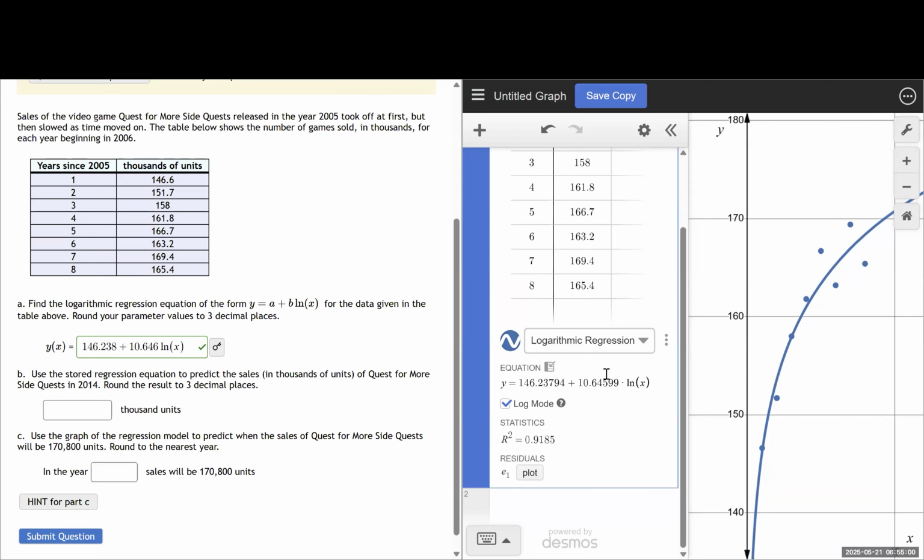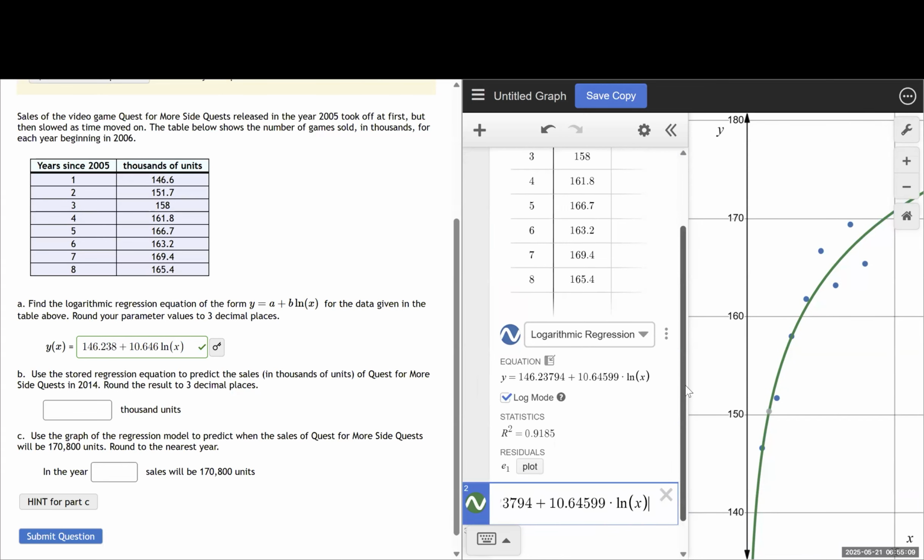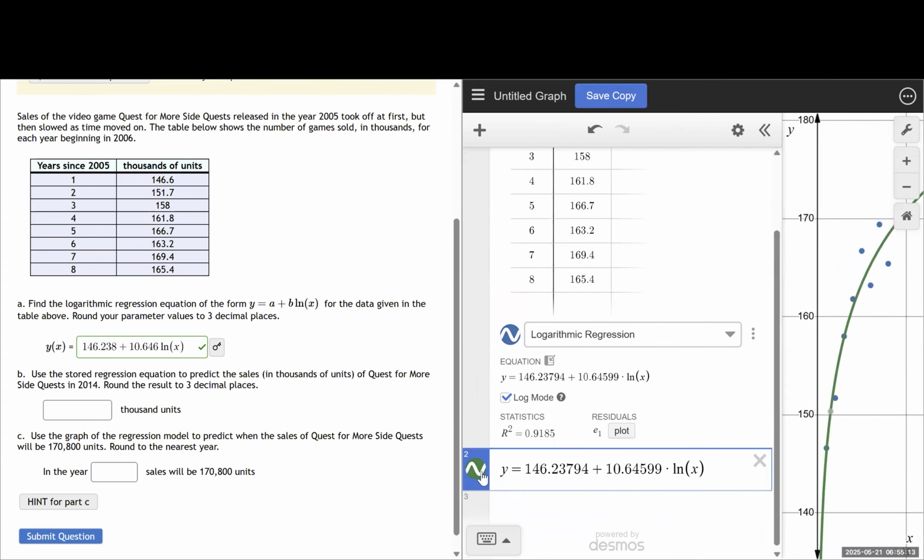I'm going to go over here to my regression output. I could just type the function down below, but there's an easier way. I can click on the snapshot icon right here, and it drops the equation down into the calculator list. Now, it wants me to use the stored regression equation. So that means using this equation that I found in part A, with the parameters rounded to 3 decimal places. So I'm just going to do the same over here. I'm going to round the parameters to 3 decimal places before I use this to predict a value.